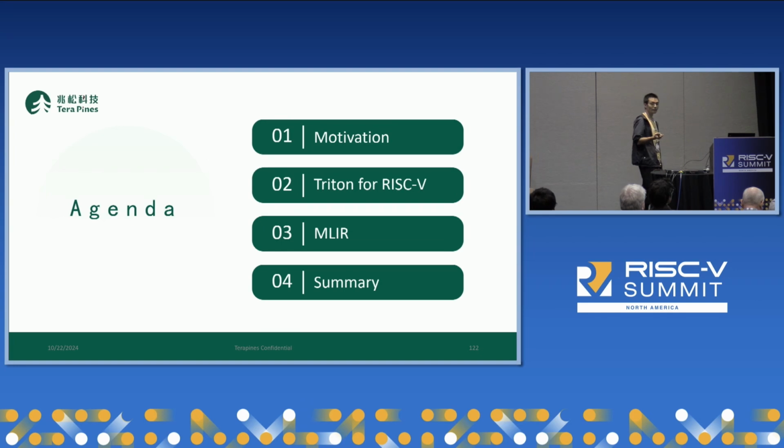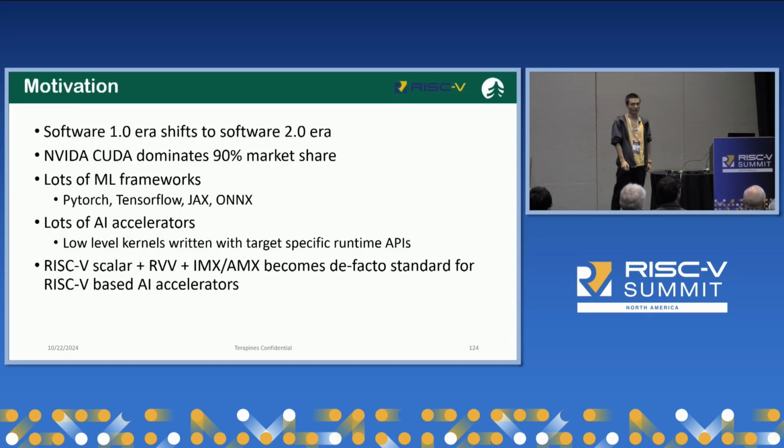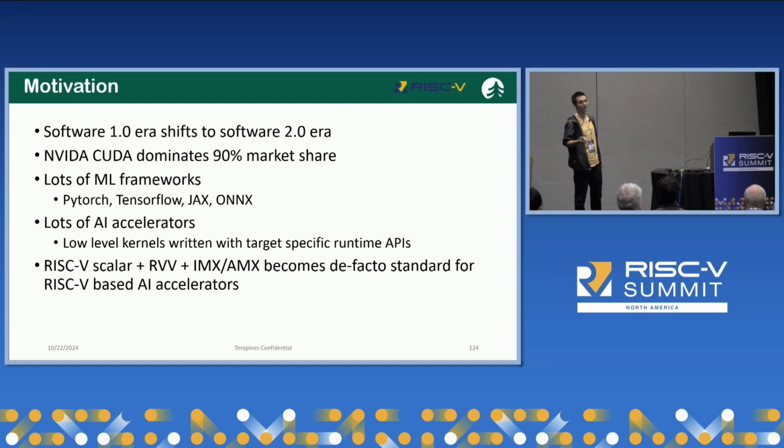So today's topic is divided into four partitions. The motivation. Firstly, we are in the software 2.0 era, so lots of software are now trained AI models. In this era, NVIDIA CUDA dominates more than 90% of the market share for training and inference. There are lots of ML frameworks, such as PyTorch, TensorFlow, JAX, ONNX, etc. And lots of AI startup companies are building accelerators with different architectures, and they are all writing low-level kernels with different programming languages and different runtime APIs.